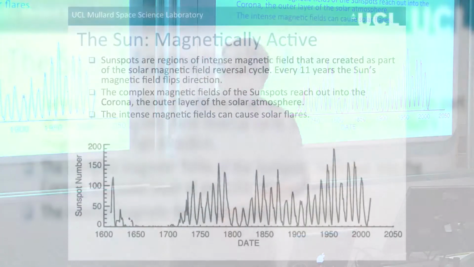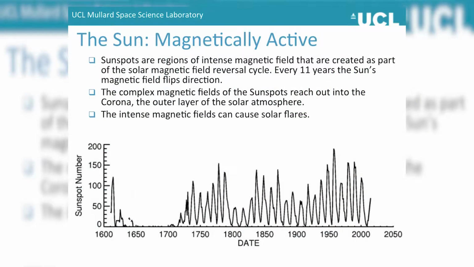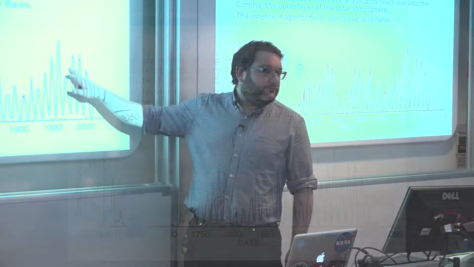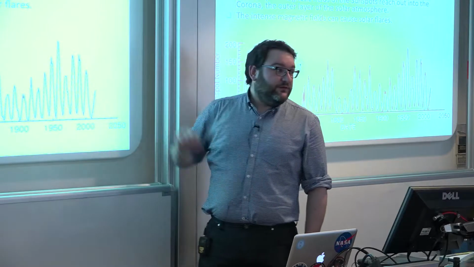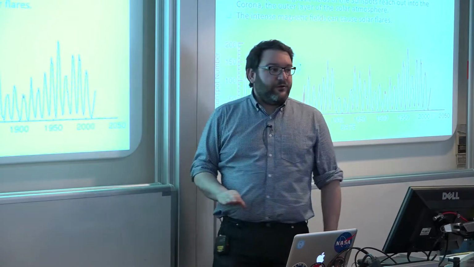This is the sunspot record, basically just counting the number of sunspots on the sun ever since people started doing it regularly, back in 1600. The first thing to notice is there's a semi-regular cycle. About every 11 years, we have a minimum and a maximum of sunspot numbers. Right now, we're about at solar minimum.